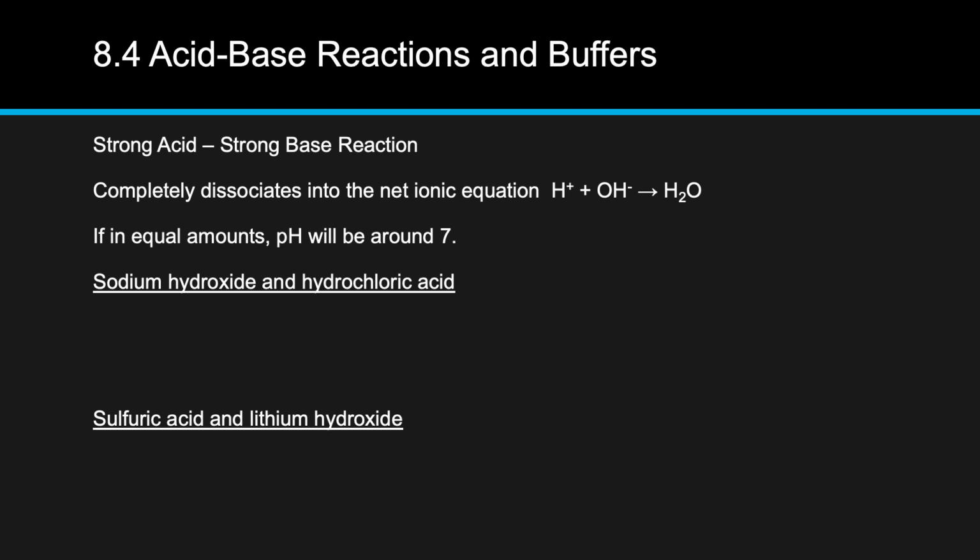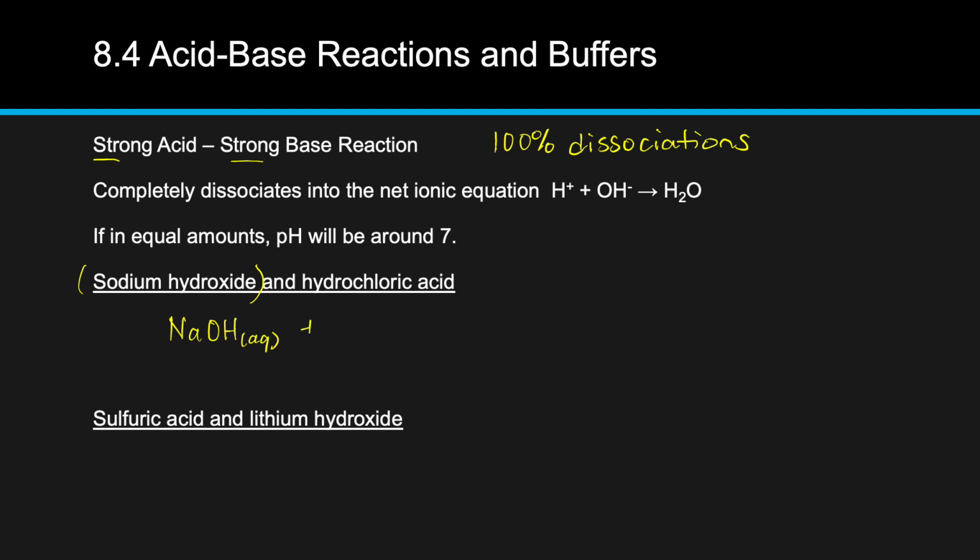Let's start by going over what happens when you mix a strong acid with a strong base. So we know when we're talking about strong acids or strong bases, that means we have 100% dissociation into its constituent ions. So for example, when we have sodium hydroxide, which is a strong base, and we dissolve that into water, there will no longer be a formula unit of NaOH. There will be separate Na plus and OH minus ions.